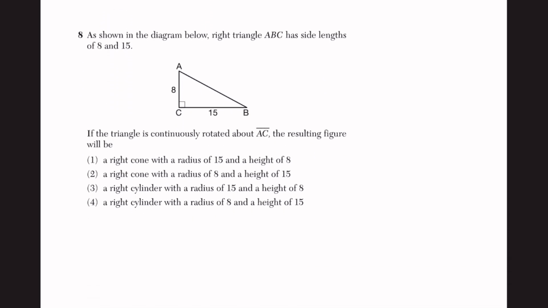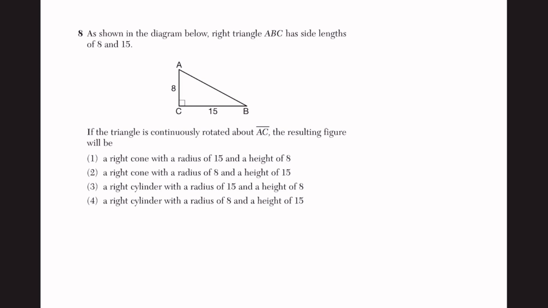Question number 8. As shown in the diagram below, right triangle ABC has side lengths of 8 and 15. If the right triangle is continuously rotated about line AC, the resulting figure will be... So if it was rotated about this line AC, it would kind of look something like this. It would be rotated around like that, and then the triangle would be like this, and like this, all the way around. And the final shape would look something like this.